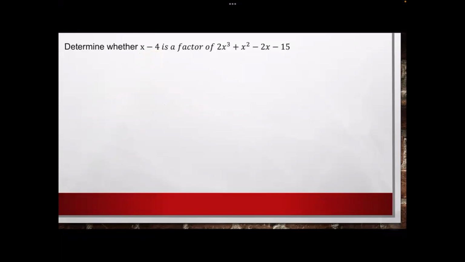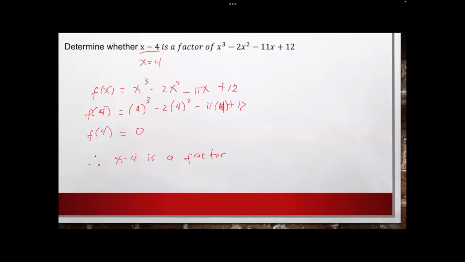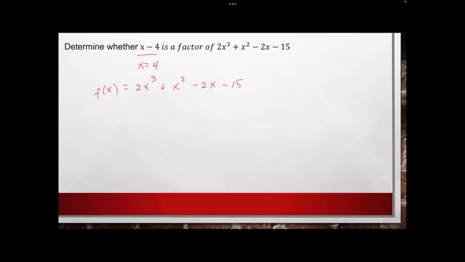Okay, next. Determine whether x minus 4 is a factor of 2x cubed plus x squared minus 2x minus 15. So again, your x is equal to positive 4. The function f of x is equal to 2x cubed plus x squared minus 2x minus 15. So f of 4 is equal to 2 times 4 cubed plus 4 squared minus 2 times 4 minus 15. So your f of 4 is equal to what?